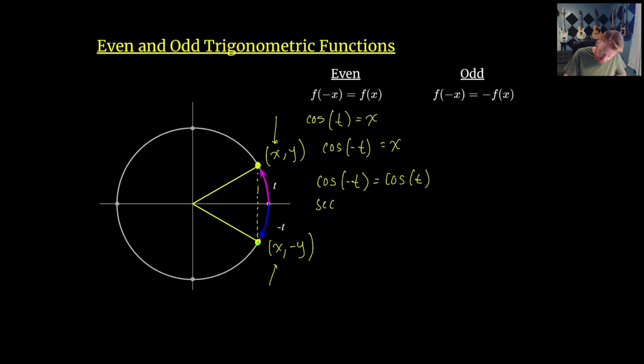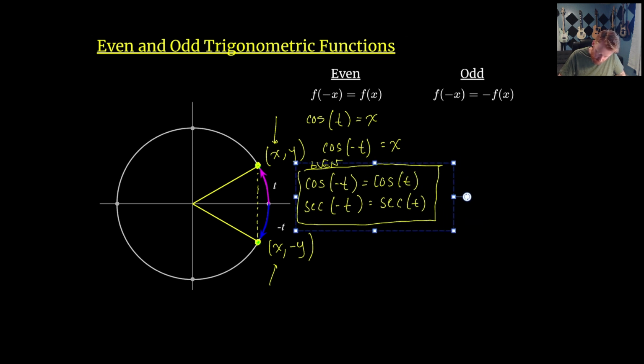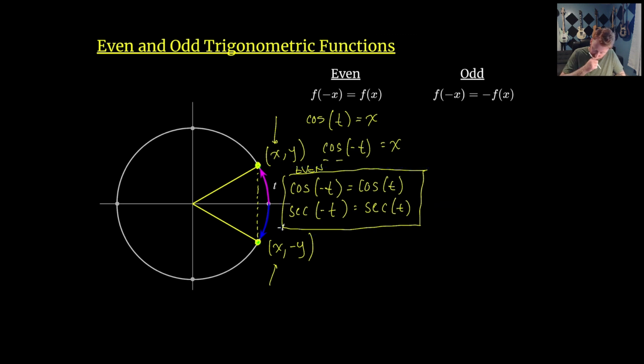And so we will throw in its counterpart here, the secant, just its reciprocal, that the secant of negative t is also equal to the secant of t. So we know that these two now are even. Cosine and secant are even functions. Let's take a look at this other side here.